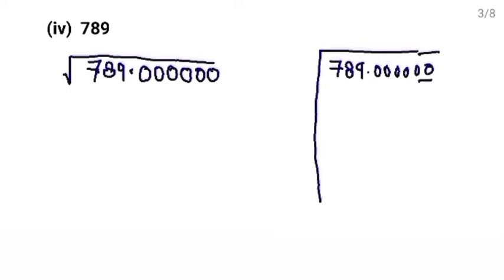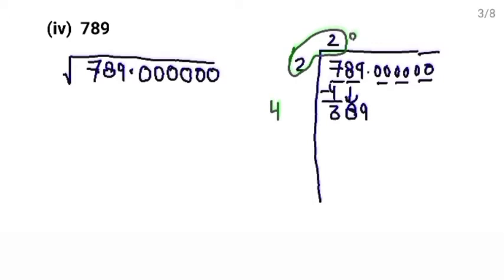789.12345, make pairs. 7 is a single digit number, so 2 2s are 4, subtract 3, copy down the next pair, 89, add these two, 2 plus 2 is 4, take 8s are. When you multiply it by 8, you will get 384. Subtract 5. Now you have a decimal point here, so put the decimal point.